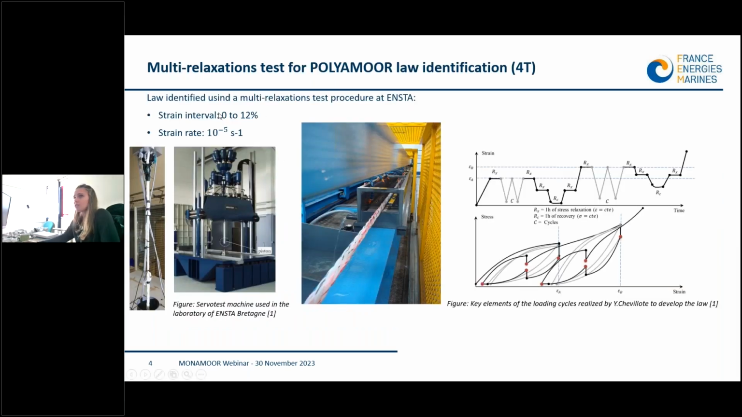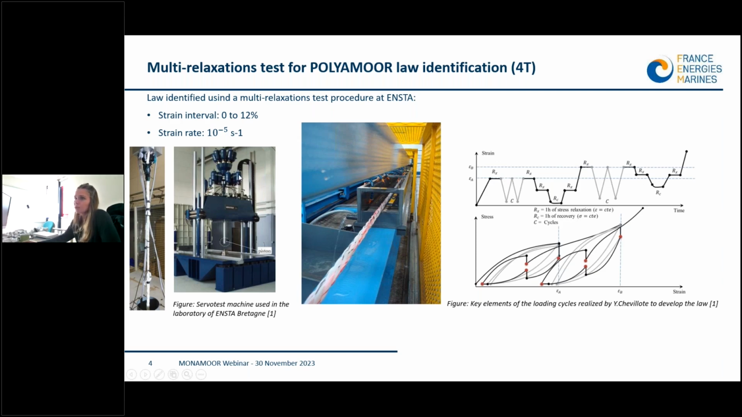So to identify this law, we have to perform a multi-relaxation test. It's a test that lasts one day maximum, and it's called multi-relaxation because we perform several relaxation plateaux. So here on the right, you have the experimental protocol. It's a strain control test. So we perform the strain plateau, and it lasts 1 day.